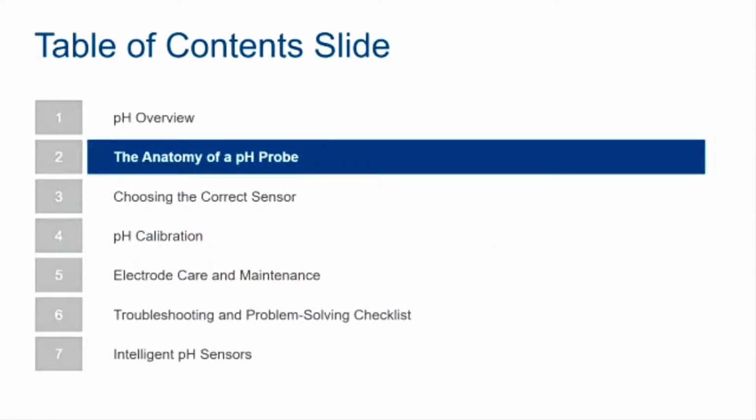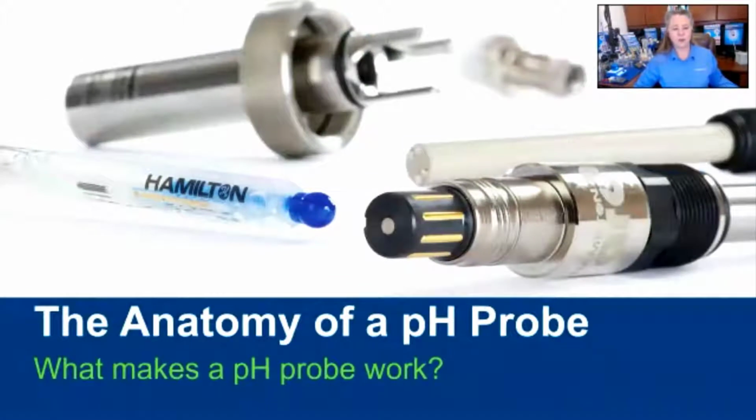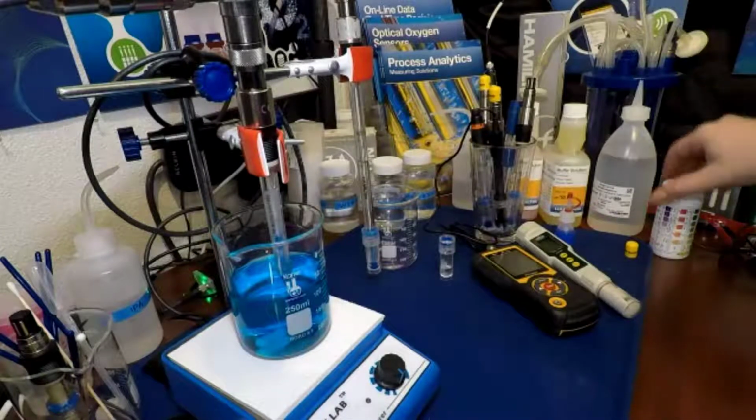Next, we're going to talk briefly about the anatomy of a pH probe. I really believe it's important to understand how your probes are put together so that you understand what you're doing. So the first thing we're going to do is zip over and take a look at how some different pH measurements are made.